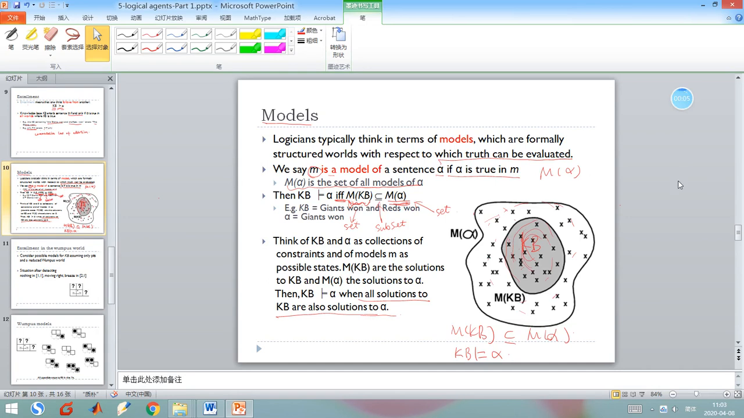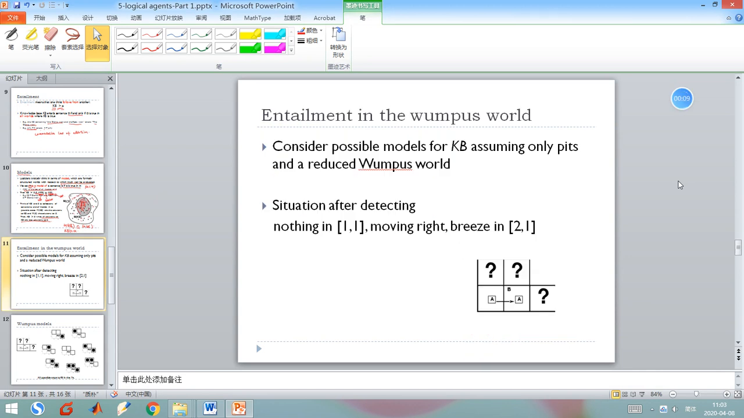Okay, so now let's revisit the Wumpus world again. We consider the possible models for the KB, assuming only pits and a reduced Wumpus world. Initially, the agent is in square 1,1. Then it chooses to move to square 2,1 and perceives a breeze in this square.